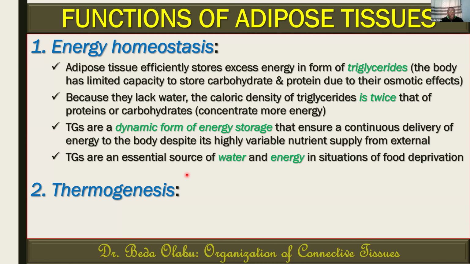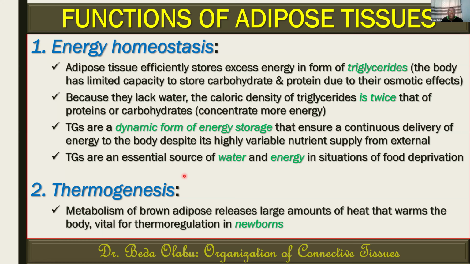The second key function of adipose tissue is thermogenesis, basically generation of heat. In particular, brown adipose tissue is the one that is well known for this role. It doesn't mean that the white one cannot release heat. It does, but large amounts of heat are released from the breakdown or metabolism of brown adipose tissue.